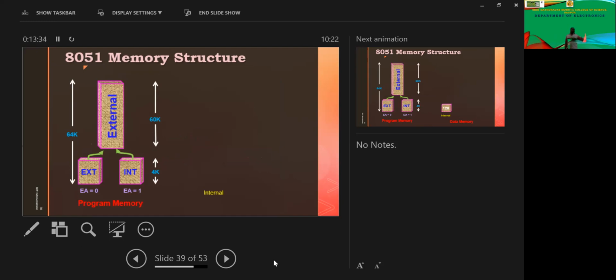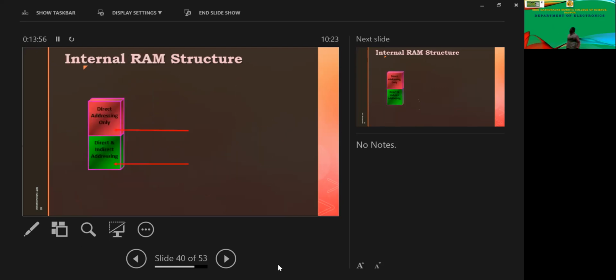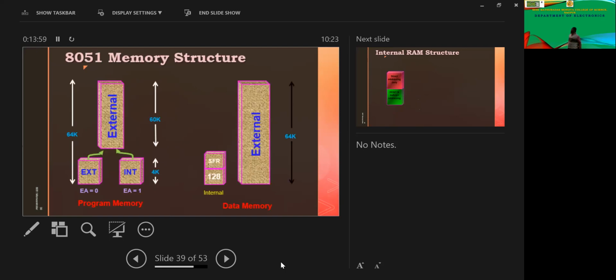Whenever we feed the program inside the microcontroller, it is going to use the internal memory, rather than the external. External memory is only used when we are putting a program outside. So that program is there. Then this is 64 kilobytes, and this is 60 plus 4 kilobytes over there. So these are registers, which are 128, and they are internal registers. Then we have an external 64 kilobytes of data memory, and this is the program memory.